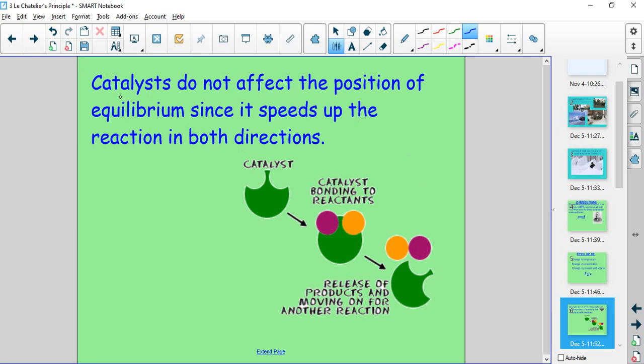Before we get into it, just a reminder: catalysts don't affect the position of the equilibrium, right? If they're going to reach equilibrium at a certain Keq value with certain concentrations, then that doesn't change. It just helps get there faster.